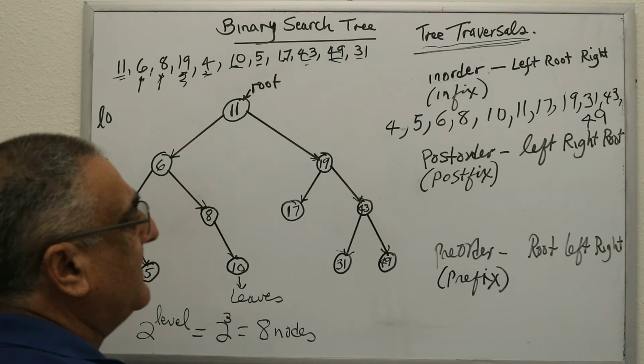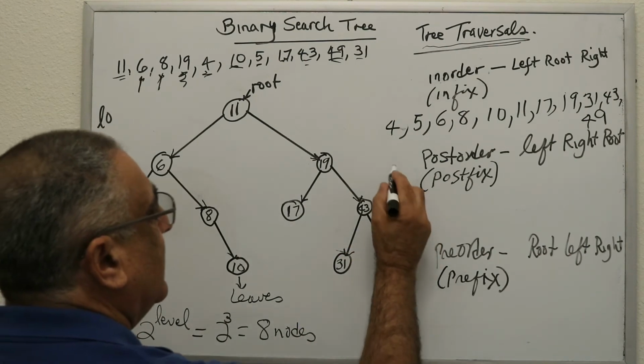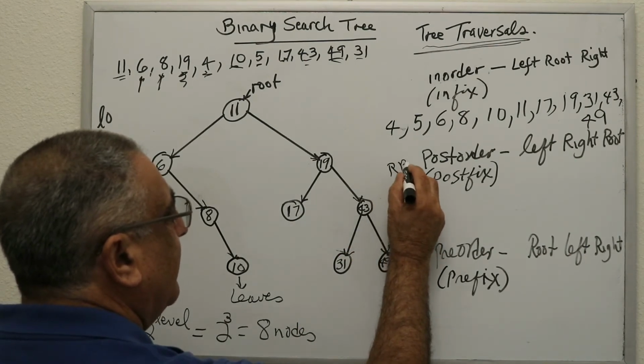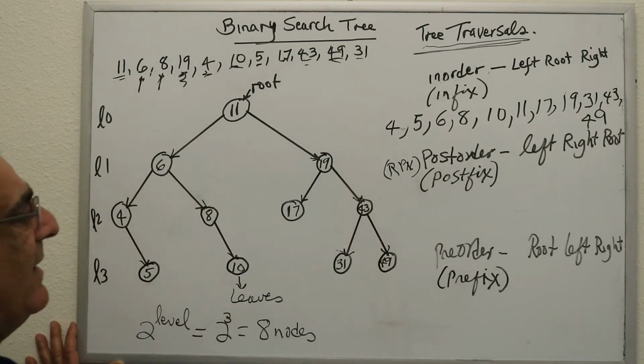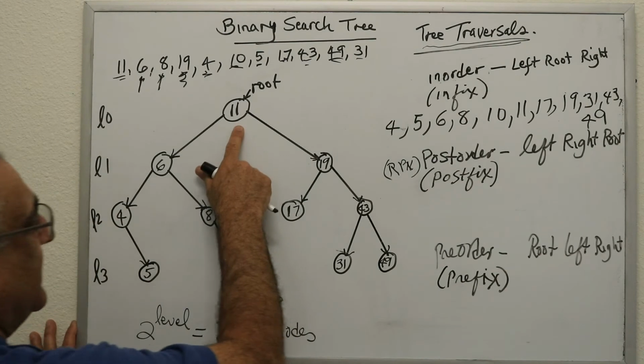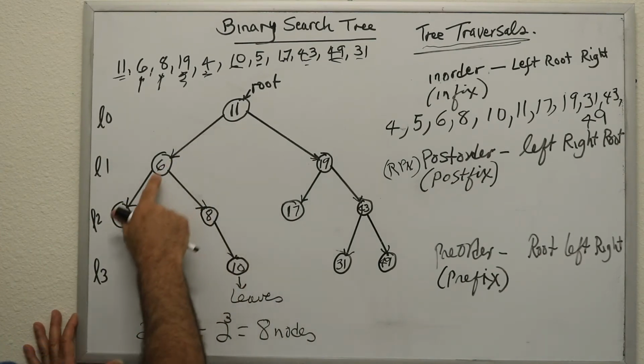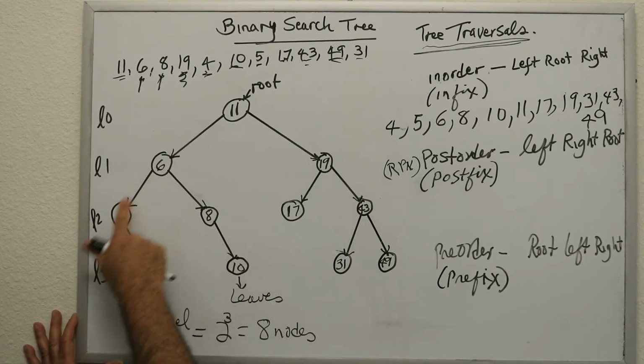Post order, that's postfix. This is sort of reverse Polish notation, if you have a binary expression tree. This is left, right, root. So I'm going to start here. That's the root. Go left. That's a subtree. Go left.